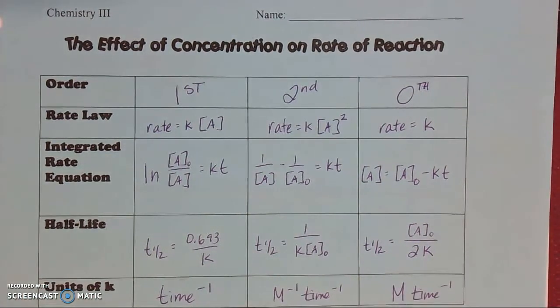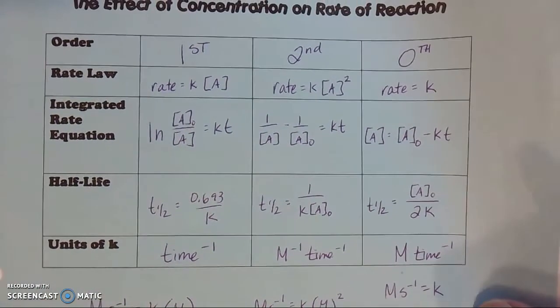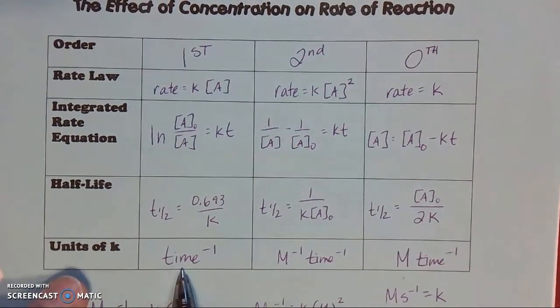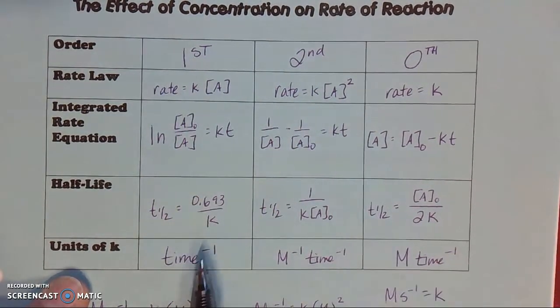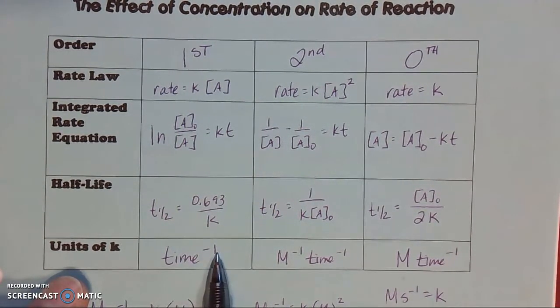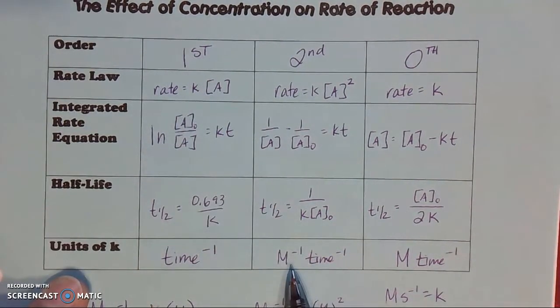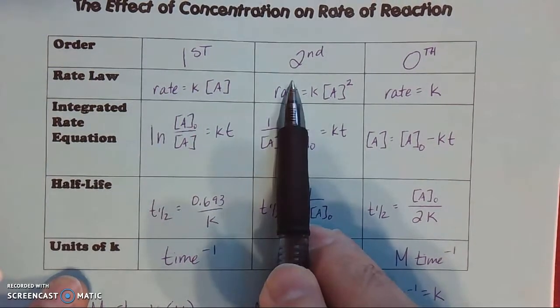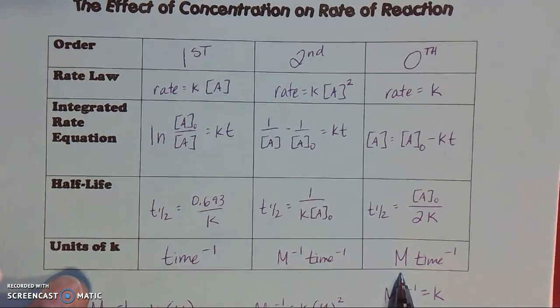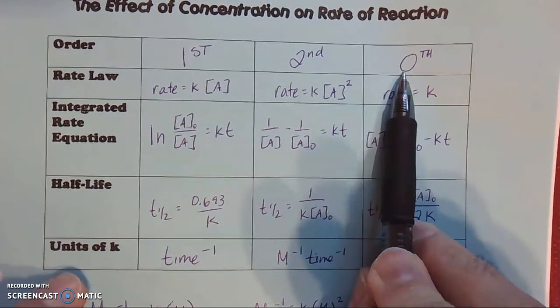The one thing that you need to know is the units of k. And if you've noticed, the units of k actually tell us what type of reaction we have. So if we have time to the minus 1, it's a first order reaction. If we have M to the minus 1 time to the minus 1, it's second order. And if we have M time to the negative 1, it's a zero order reaction.